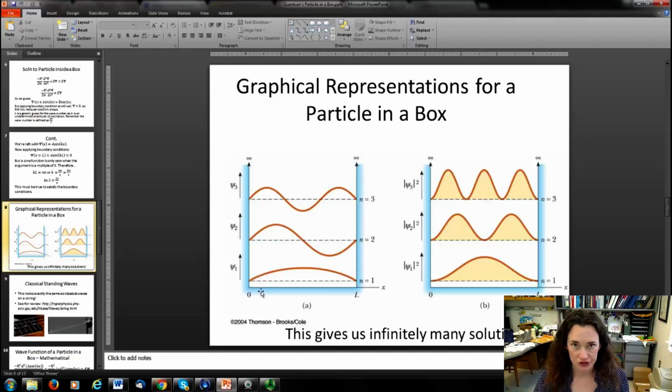So this is our wave function. Now we know that the probability of where the particle is located is related to not the wave function, but the absolute value of the wave function squared. So if we graph that next to it, then this would be sort of our probability density function, if you will, for a particle in a box. Okay? So we've got infinitely many solutions here, basically, a set of infinite solutions.